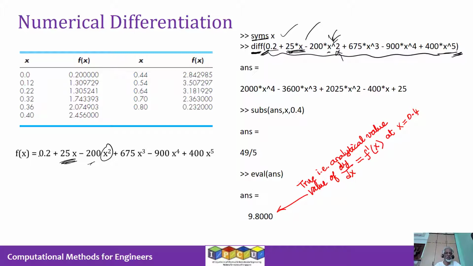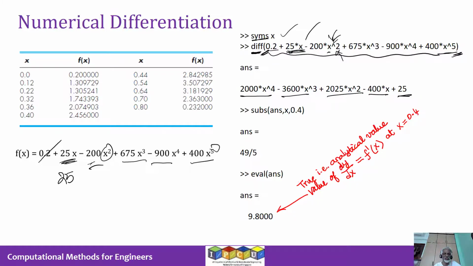For example, 0.2, when you differentiate it will become 0. 25x, when you differentiate with respect to x, is going to be 25. Minus 200x squared, when you differentiate with respect to x, is going to be minus 400x. That is what you see here. And 675x cubed differentiated with respect to x is going to give you 2025 times x squared. And minus 900 times x to the power of 4, when you differentiate with respect to x, will give you minus 3600 x cubed. And 400 x to the power of 5 upon differentiation with respect to x will give you 2000 x to the power of 4.